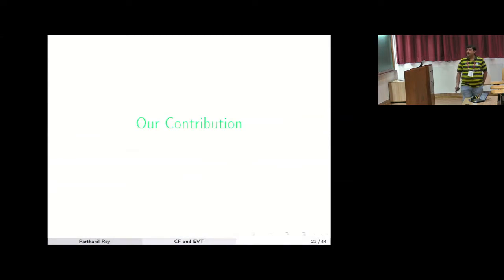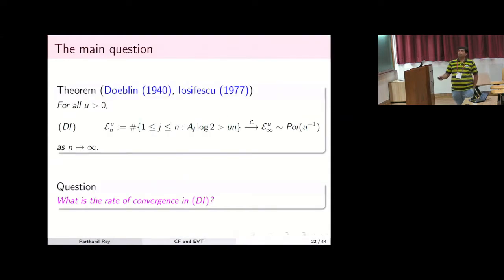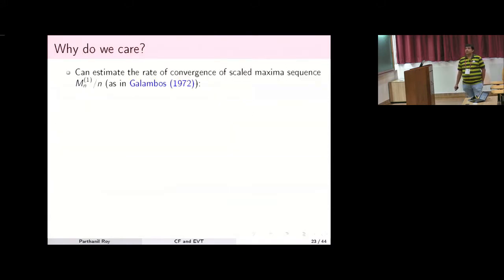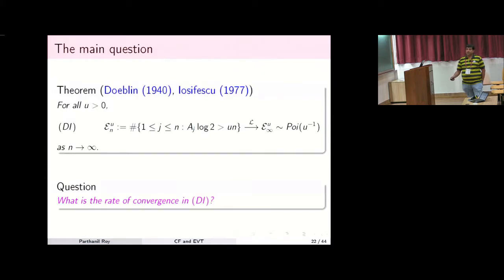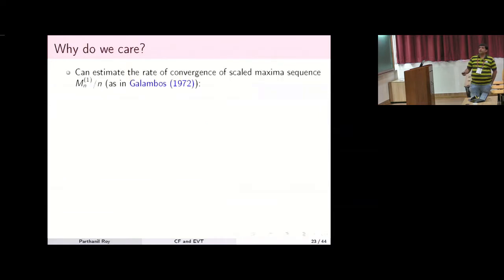Okay, so what is our contribution? So look at the Doeblin-Iosifescu asymptotics. The question that we can ask is what is the rate of convergence there? And we are going to answer that question. Before answering the question, let me tell you why it is important to answer that. So firstly, once we answer that question, I have to make it precise what I mean by rate of convergence, with what metric and so on, but we'll do that. Once we do that, we can estimate the rate of convergence of the scaled maxima sequence in the Galambos convergence.